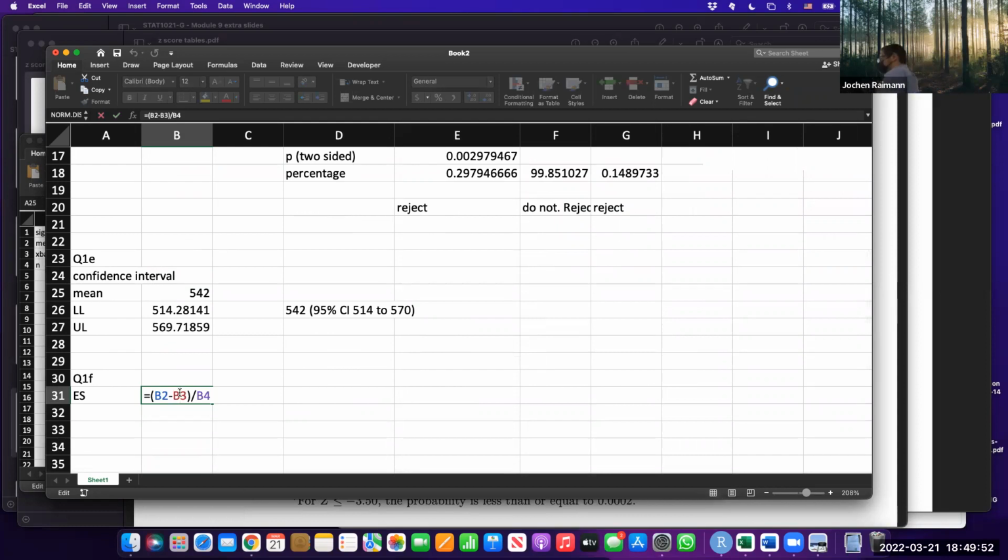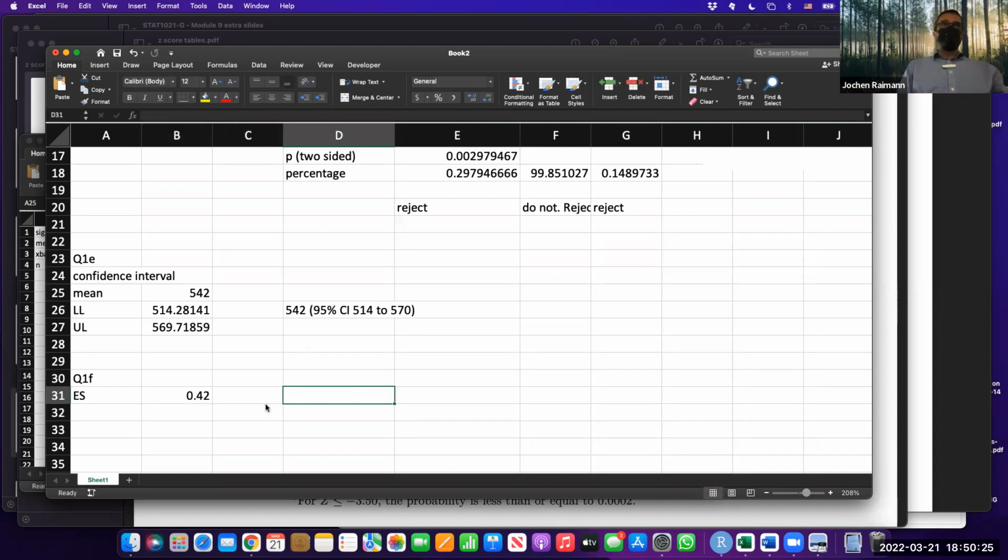The reason for that is because if you have a large sample size, it's going to be more likely that you significantly reject the null, because the standard error of the mean gets smaller just for the sample size, right? So by dividing it by the standard deviation of the population, you get an estimate of the true difference in relationship to the variability in the population. Now we know that 0.42 is a small effect size.